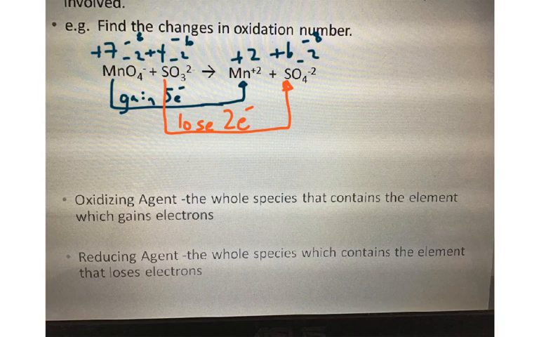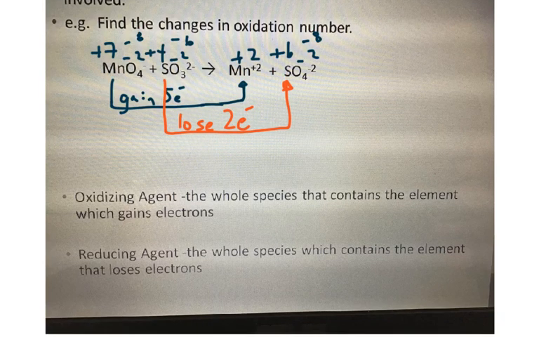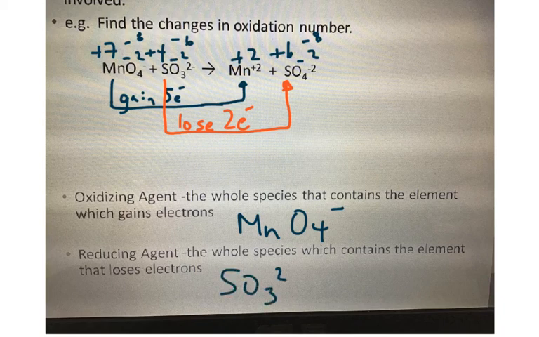Before we go to the next page, we're going to find the oxidizing agent and the reducing agent. The oxidizing agent is the whole species or the whole compound that contains the element which gained electrons. If you look up here, we see that Mn gained electrons. So the whole thing, MnO4 with a -1 charge, is your oxidizing agent. Reducing agents lose electrons, so we can say that SO3 2- is our reducing agent. Your agents are always found on the reactant side, not the product.